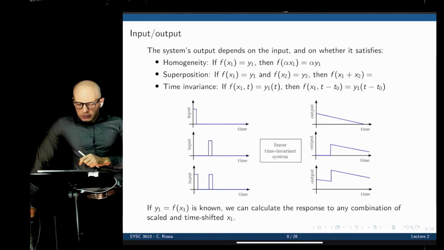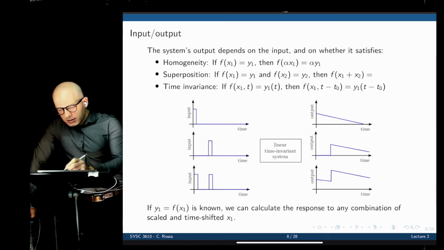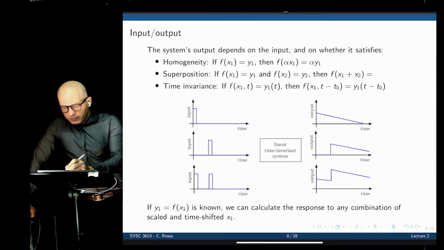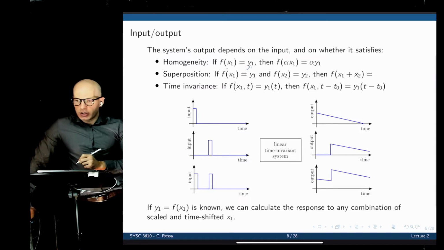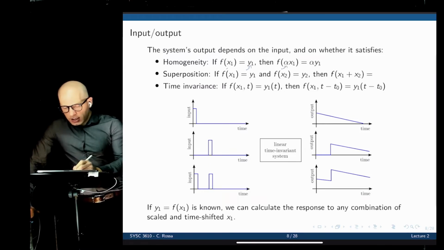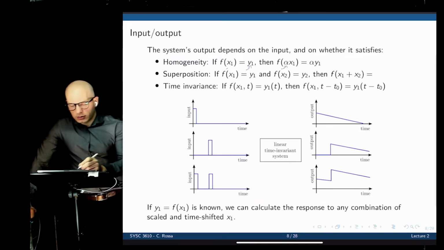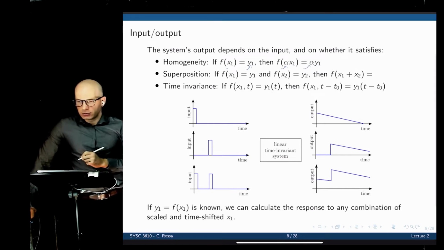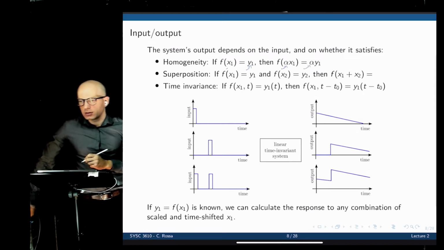Going back to the example from last lecture, if the system is linear and an input x1 creates an output y1, then if we scale the input by a factor of alpha, the output will also be scaled. That's a homogeneous system.